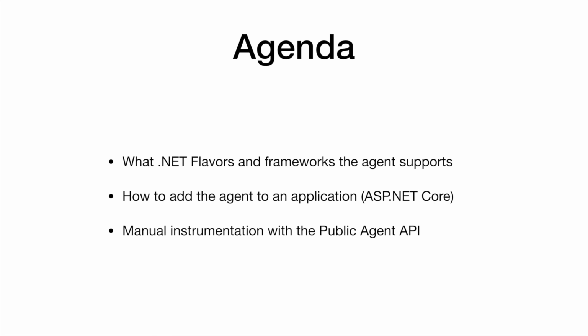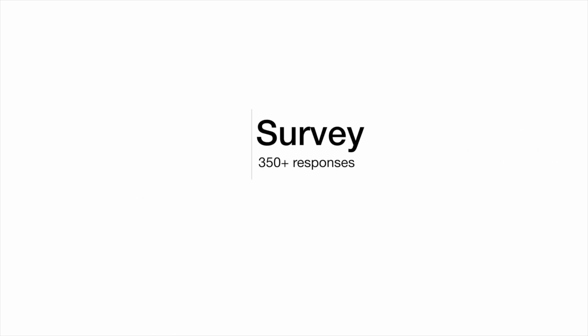So before we started working on the .NET agent, we created a survey to see what .NET flavors and frameworks our potential users are currently working with. Until this point, we received more than 350 responses. Of course, this is not a representative survey. Obviously, we reach more devs using Elasticsearch, but still I think it's interesting to see this data.